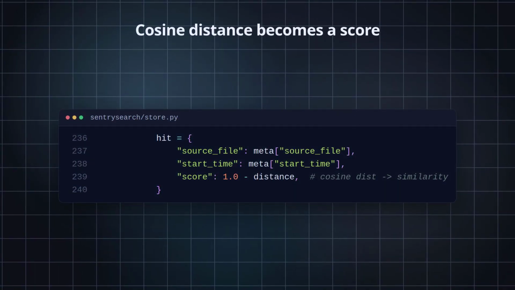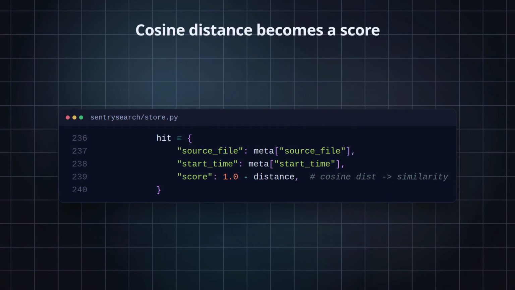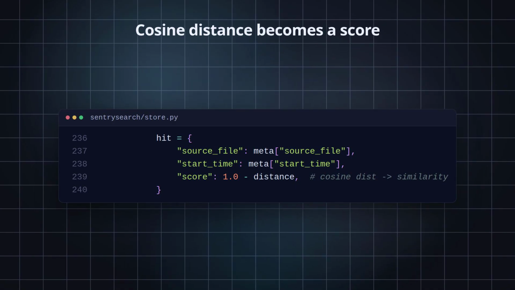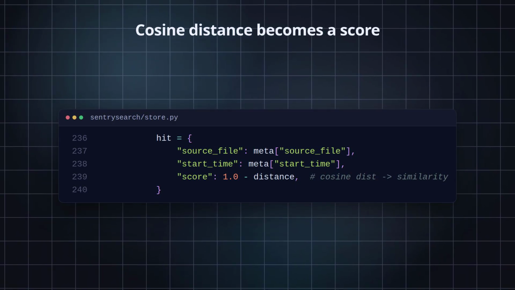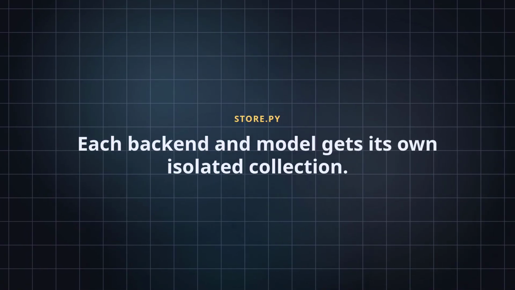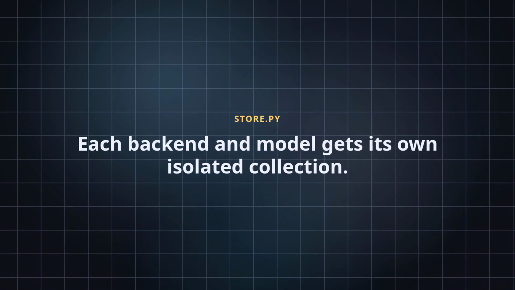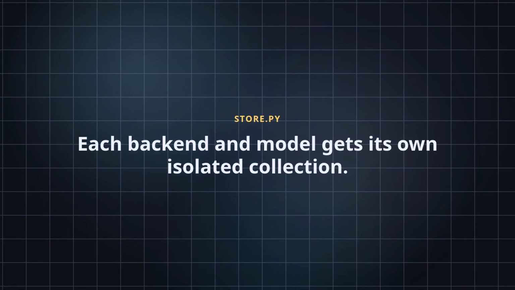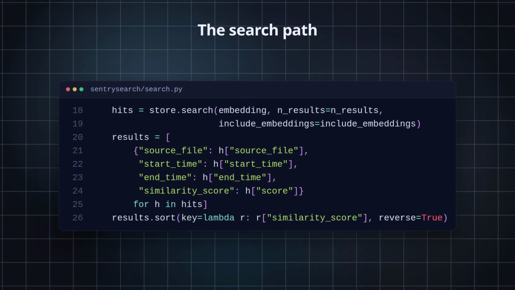The store wraps Chroma with cosine distance. A query returns the nearest chunks, and each distance is flipped into a similarity score between 0 and 1. Higher means a closer visual match to what you asked for. Crucially, every backend and model gets its own collection, so vectors that aren't comparable can never mix. Chunk identities are a deterministic hash of the file and start time, and writes are upserts, which makes reindexing the same footage idempotent.